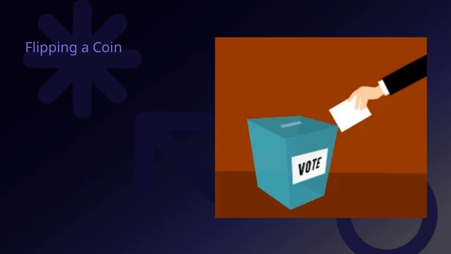Let's talk about flipping a coin. This might seem like a simple act, but it actually illustrates some very important concepts in probability and randomness. When you flip a coin, there are two possible outcomes, heads or tails. Each outcome is equally likely, assuming the coin is fair. This symmetry is what makes coin flips a great example of a random experiment.